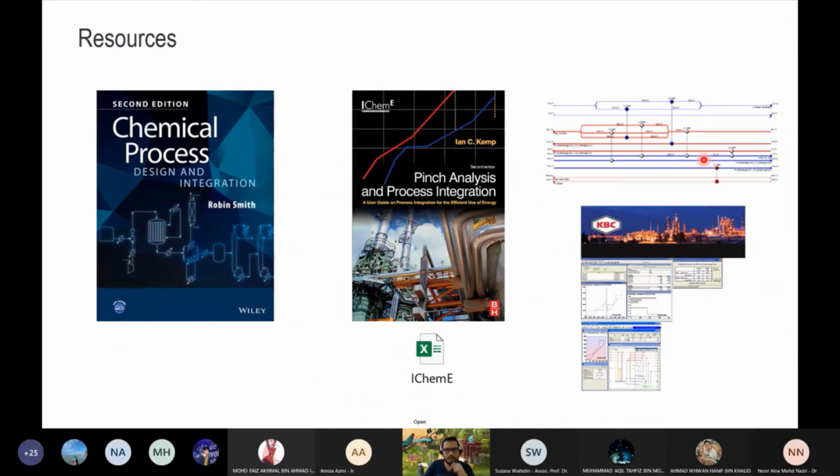And also, if you Google HINT, heat integration, you can get the education version of heat integration software. This was an educational software, so nobody maintains it, but it is good enough for teaching and for some simple applications.